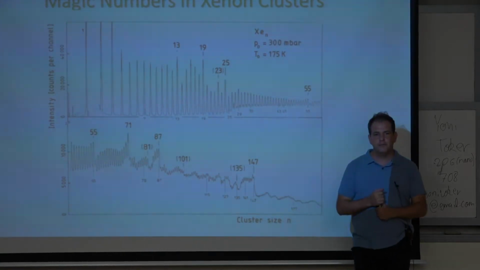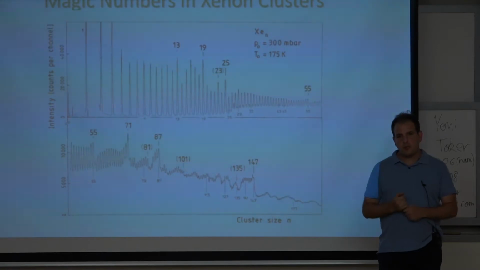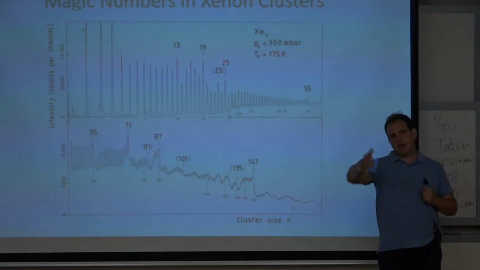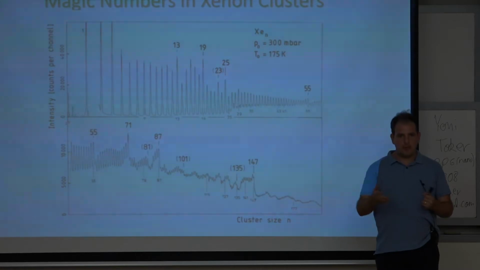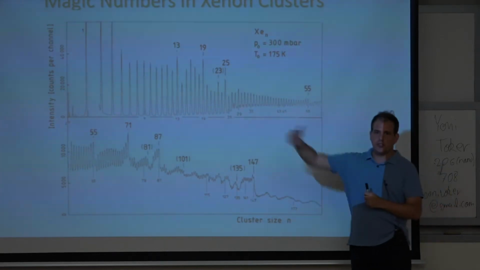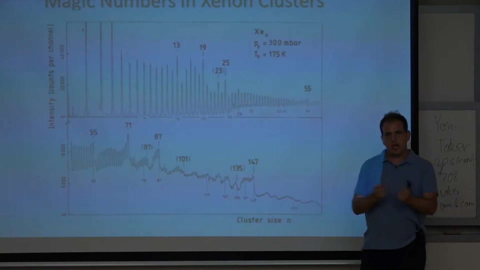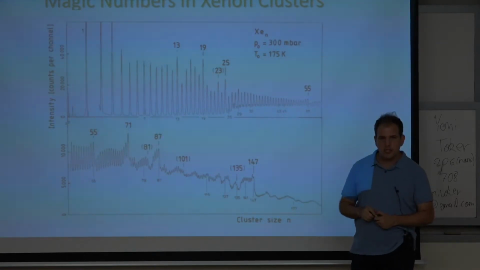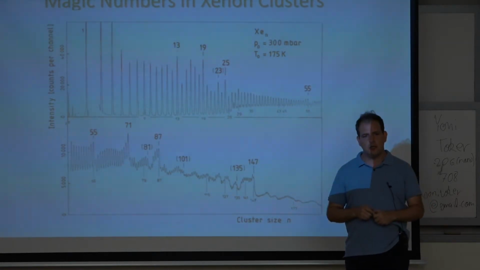Yeah? How do you measure the clusters? Yeah, so to measure this, you first have to ionize them. So you shoot electrons at them, then they get ionized, and then you let them into a mass spectrometer. For example, you accelerate them and you count how long it takes them to reach a detector, and from the time you can measure their mass. And actually, I'm going to talk about these kinds of techniques next week.